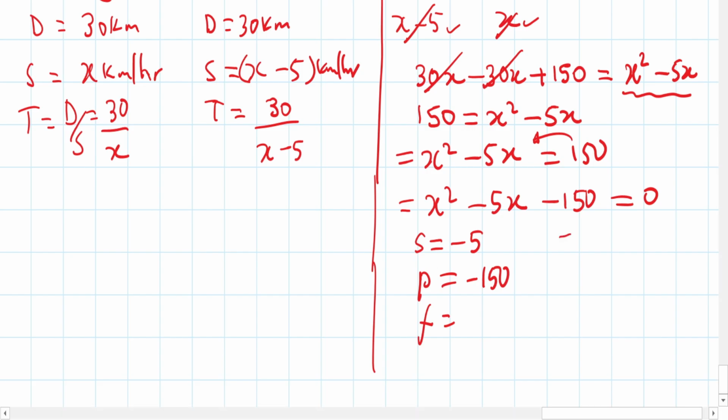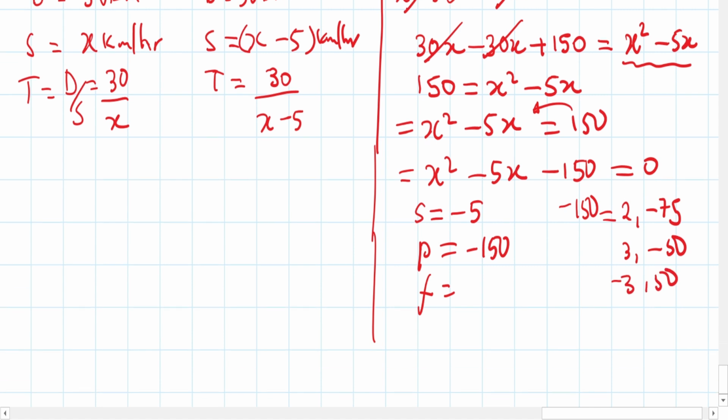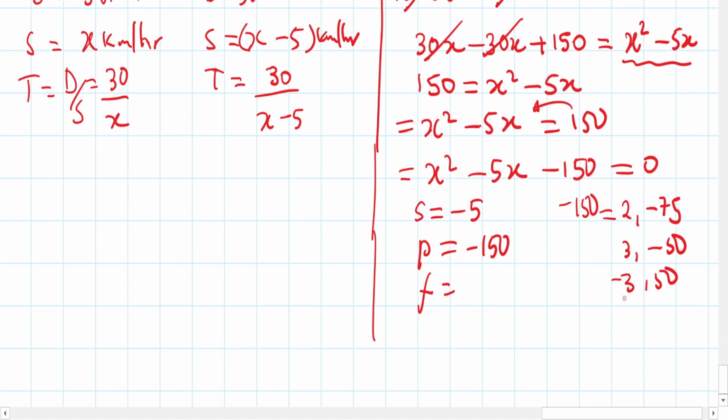Let's find it out. Maybe it's going to help us. The combinations for the first one are 2 and negative 75. Okay, we have 3 and negative 50, or negative 3 and 50 as well. Can apply, but I don't think any of it will work.